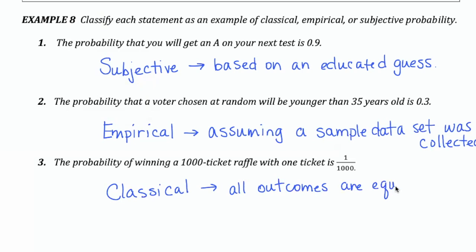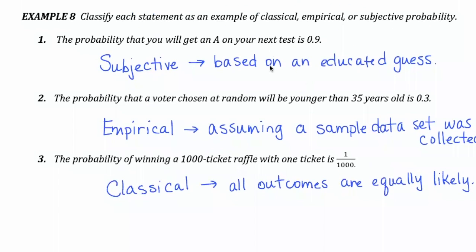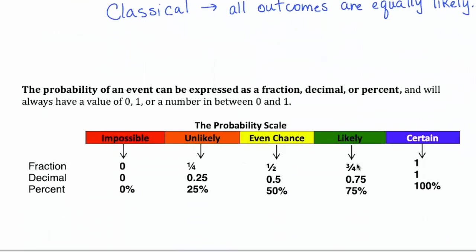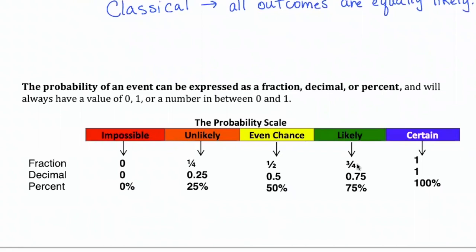Now, you've seen some ways of representing probabilities here. We have a decimal, a fraction. Probabilities can be expressed as fractions or decimals, but also percents. And they will always have a value of 0, 1, or a number in between 0 and 1, or in the case of percentages, 0 and 100. So here you see the probability scale.